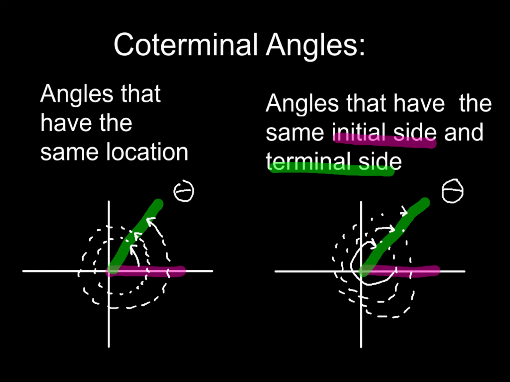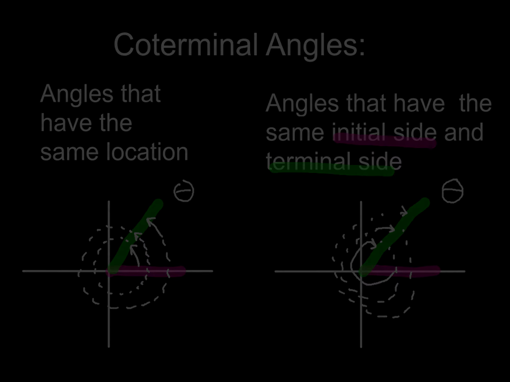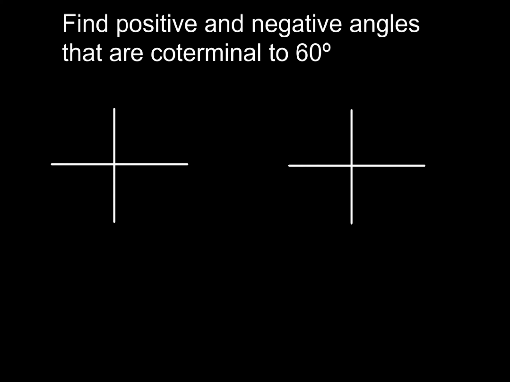What I want you to get out of this is that to get to a certain location, you could either move in a positive direction or you could move in a negative direction. And every time you move, you're going to add 360 degrees or subtract 360 degrees, depending on which way you go. Now very often you'll find a problem like this: find positive and negative angles that are coterminal to 60 degrees.